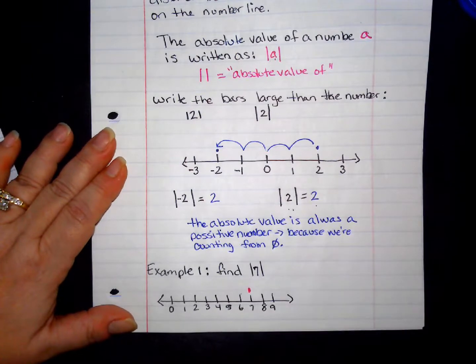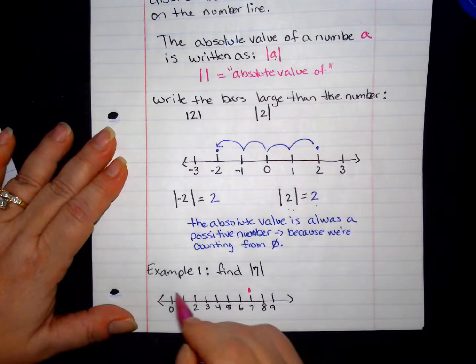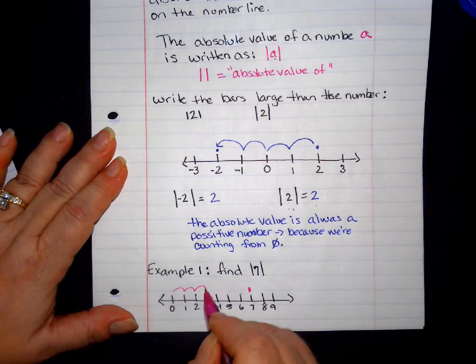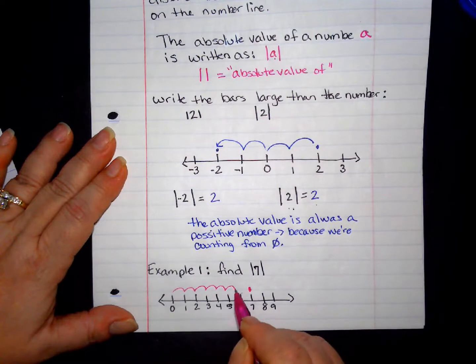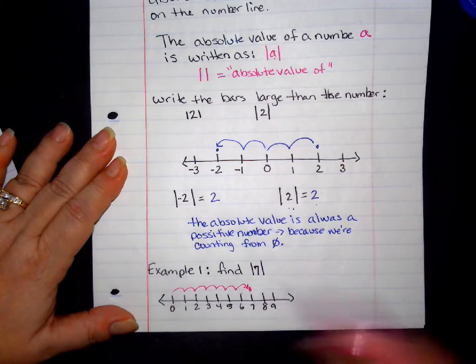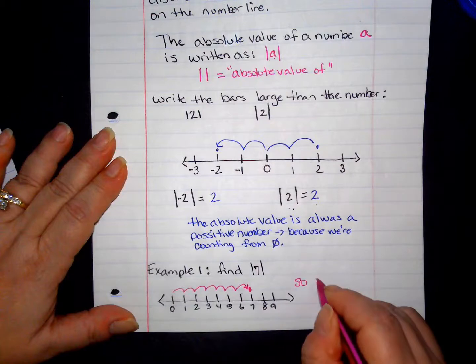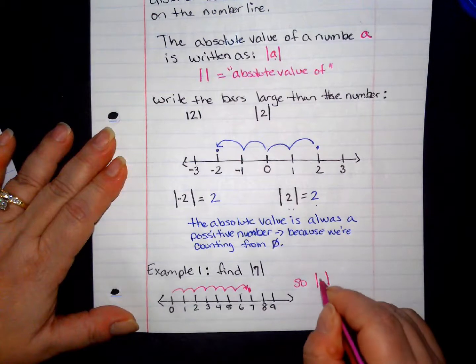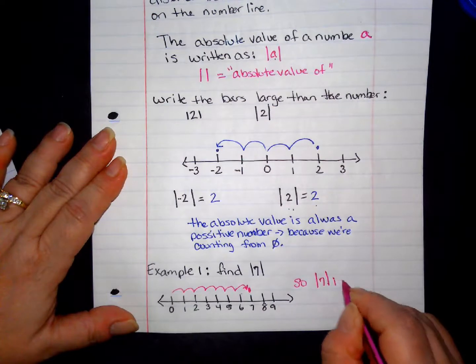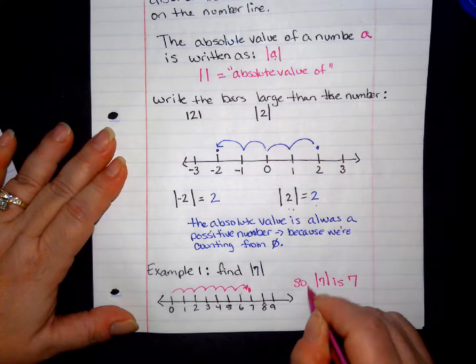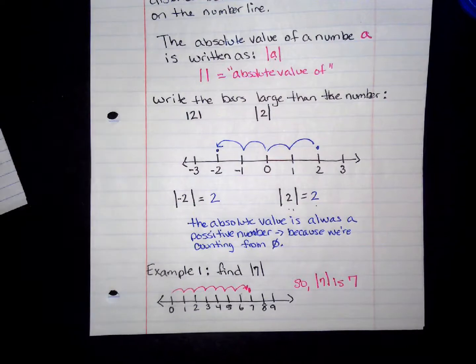And count my places. 1, 2, 3, 4, 5, 6, 7. So the absolute value of 7 is 7. Okay, let's do example number 2.